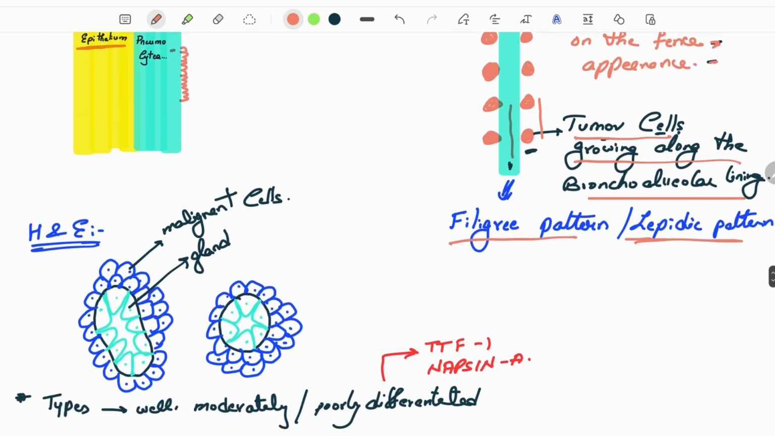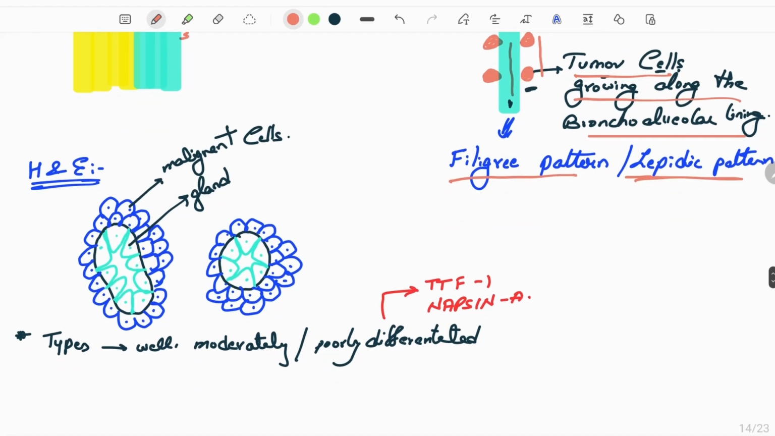Next one is identification features. If we do H&E staining, you can observe this is the gland. So, this is the gland. Lining the gland, there are malignant cells. Malignant cells are lining the gland. So, this is the first one. So, this is the example.